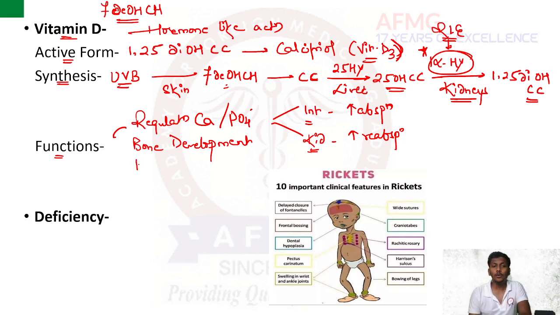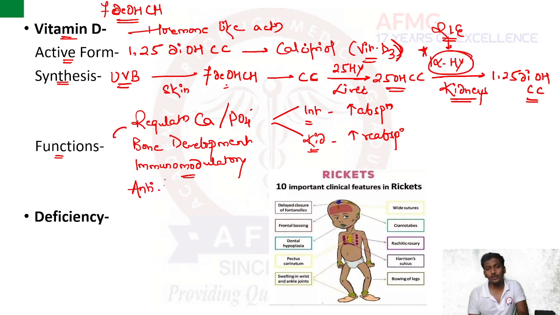Apart from that, it also has an immunomodulatory function. What do we mean by immunomodulatory function? Please remember, vitamin D is known to produce a protein known as cathelicidin, which in turn destroys Mycobacterium tuberculosis. Therefore, it has an immunomodulatory function, as well as an anti-proliferative role. That means in cases of vitamin D deficiency, there are higher chances of colorectal, breast and prostate cancer. Therefore, it also has an anti-proliferative function.